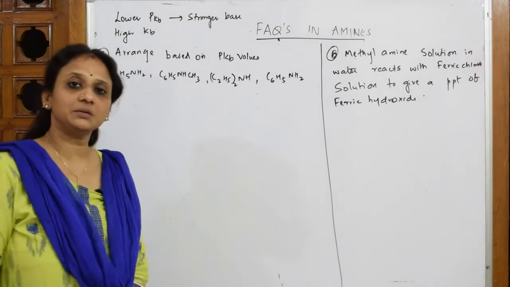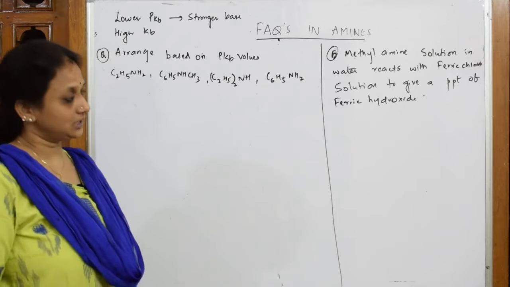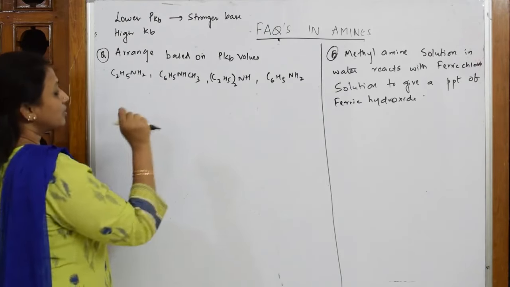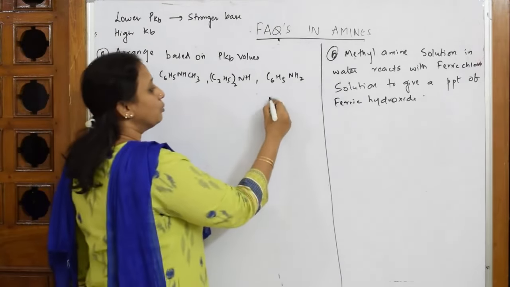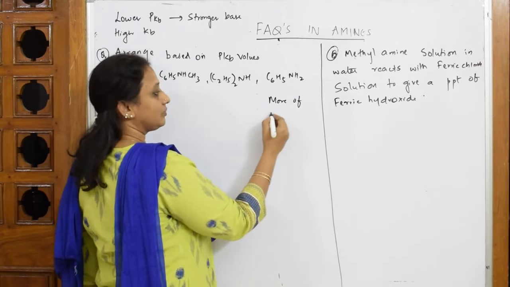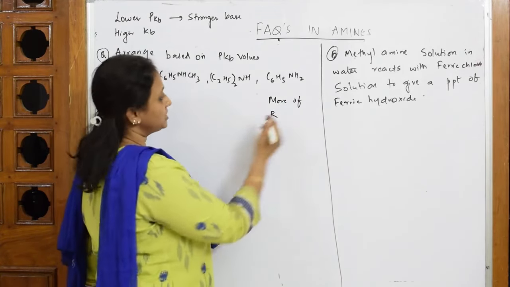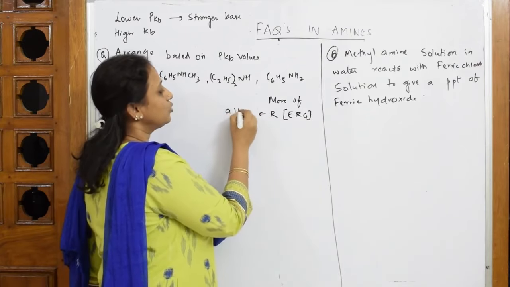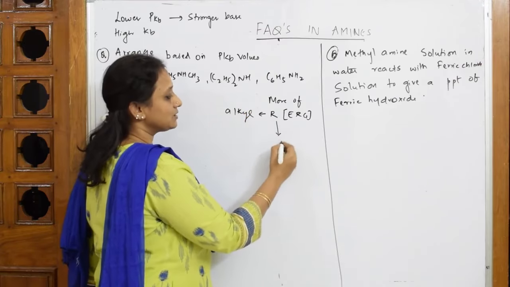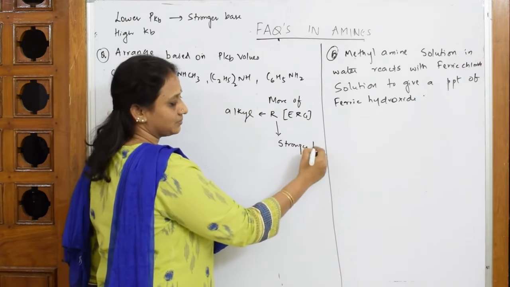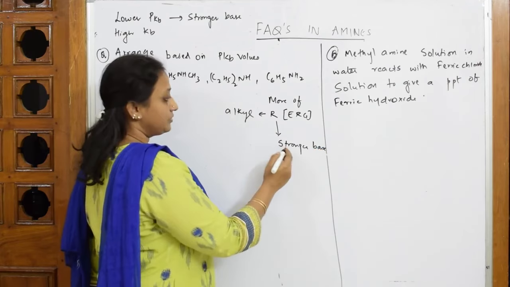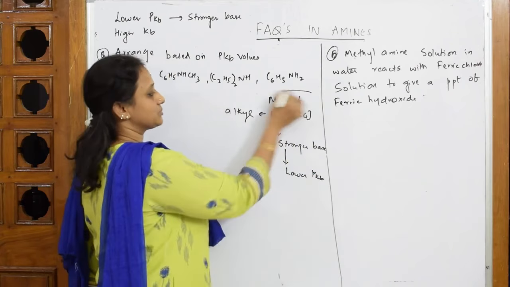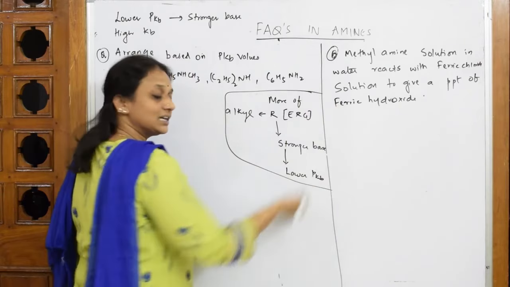Here they've asked us to write in terms of pKb. Remember, they've not given any pKb values. How will I write? When such a question is given to you without any values, the important concept we should strike is more of the R group, alkyl group, that is your electron releasing groups. R is nothing but alkyl. More alkyl groups would be a stronger base. If the base is stronger, it will have lower pKb value. This is your concept.